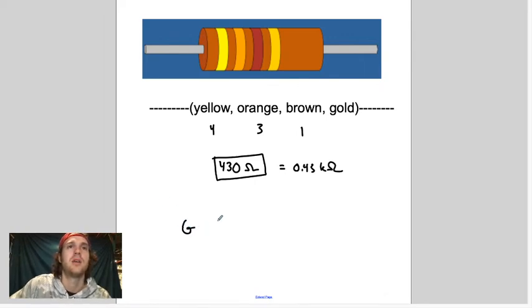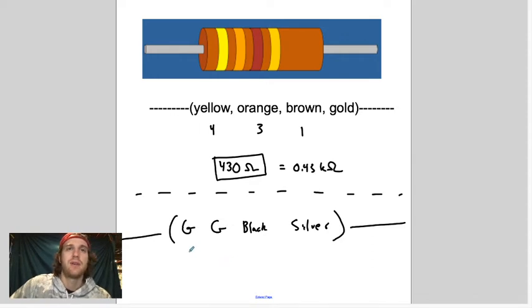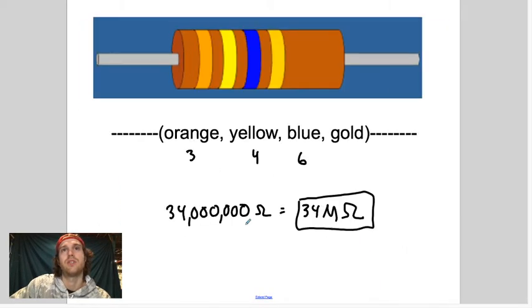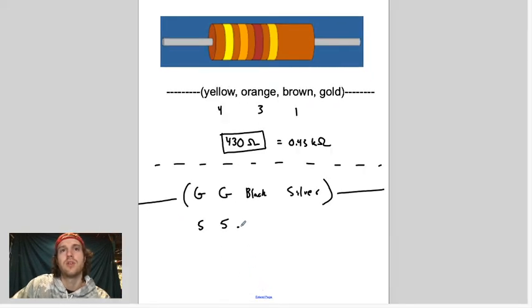I'm going to do one more that's not on here. Let's do green, green, black, silver. Let's think about a resistor that is green, green, black, silver. So let's put a little dotted line here. Green is 5, so this would be 5, 5, and remember this is the number of zeros. If we look at the chart, black is 0, so this is 0 zeros. So the answer is just 55 ohms. That's our answer.